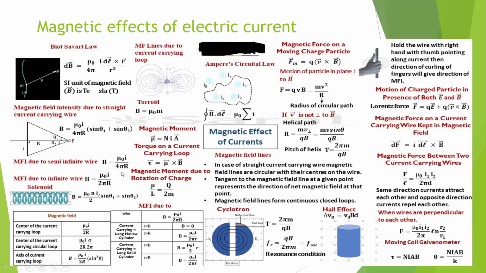Here you can see it is 4 pi r, here it is 2 pi r. For a solenoid, B equal to mu 0 n I by 2, sine theta 1 plus sine theta 2. The magnetic field for a current carrying circular loop is mu 0 I by 2 r, and for an arc, mu 0 I by 2 r into alpha by 2 pi. On the axis of a current carrying loop, B equal to mu 0 I by 2 r sine cube theta. Then magnetic field lines due to a current carrying loop are like this, and for a toroid, B equal to mu 0 N I.